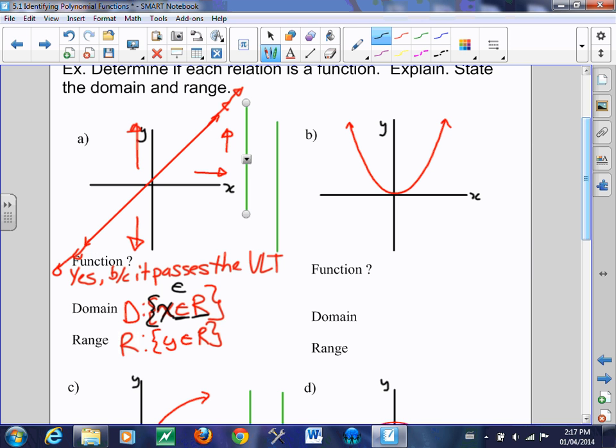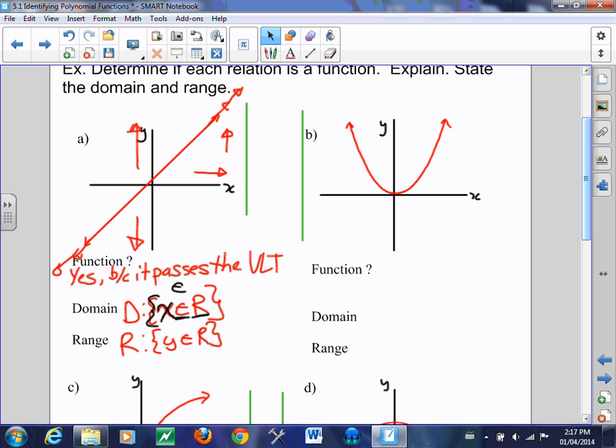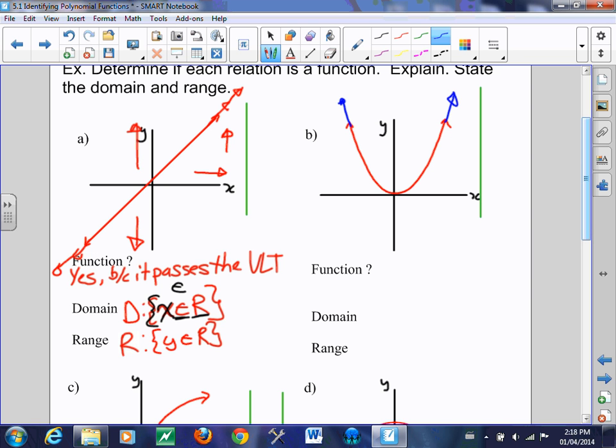All right, taking a look at the second one, B. As I take my vertical line tester and go from left to right, you hopefully recognize B as a parabola, or from a quadratic relation. And notice as I go from left to right, it still passes the VLT. Even if I try to extend my graph, it's still going to keep passing it, right? So is this a function? You will say yes, because it passes the VLT.